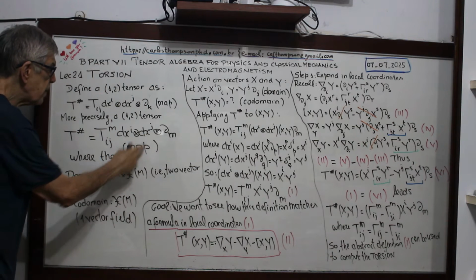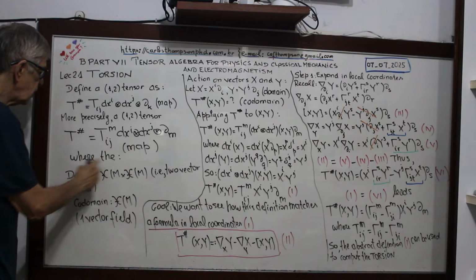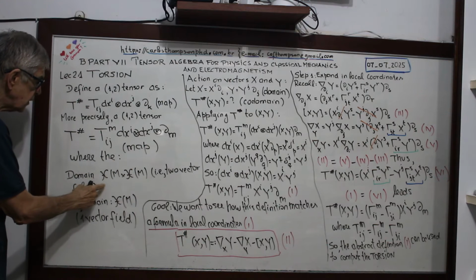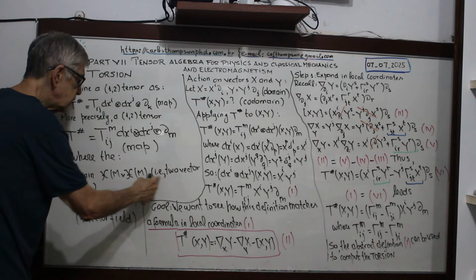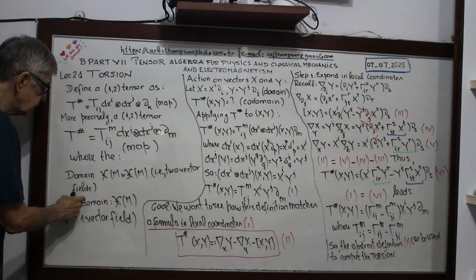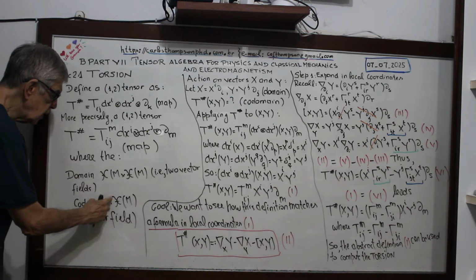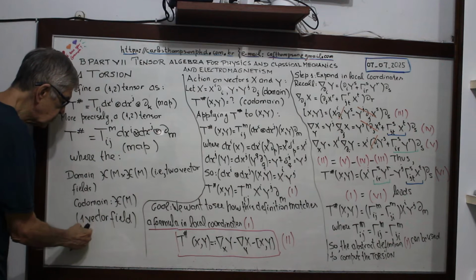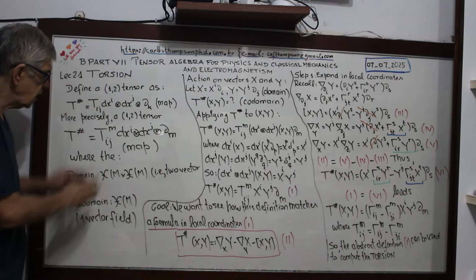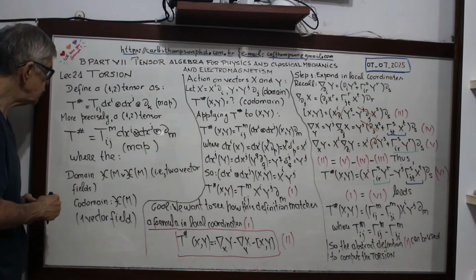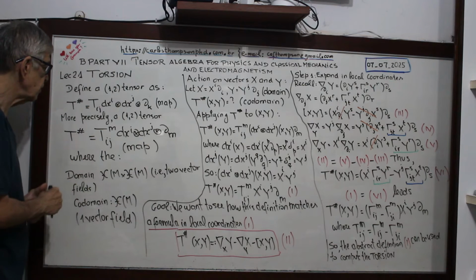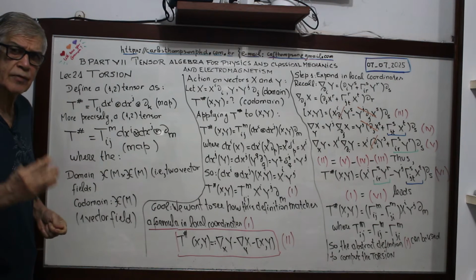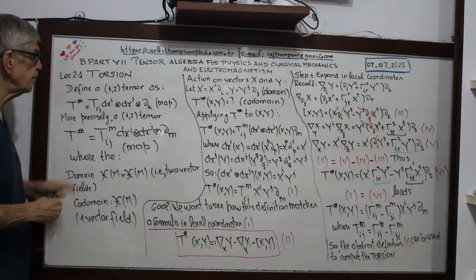So there's a map where the domain is two vector fields, 𝔛(M) × 𝔛(M), and the codomain is 𝔛(M), which is one vector field. That's a definition of this tensor, as we derived in previous lectures.